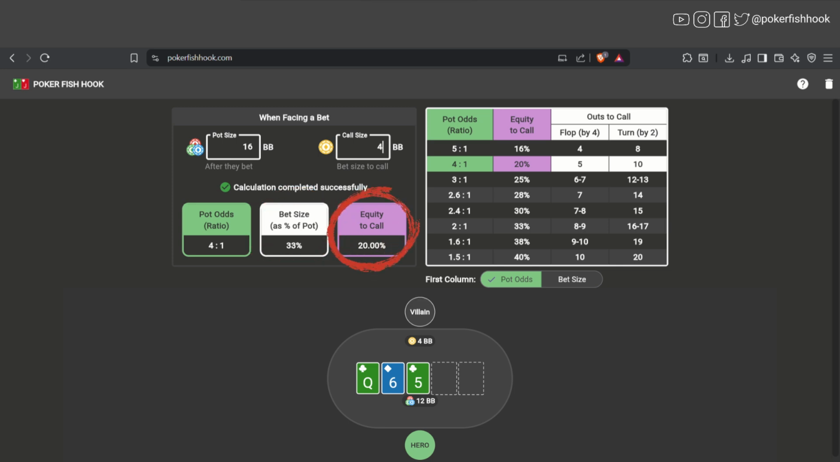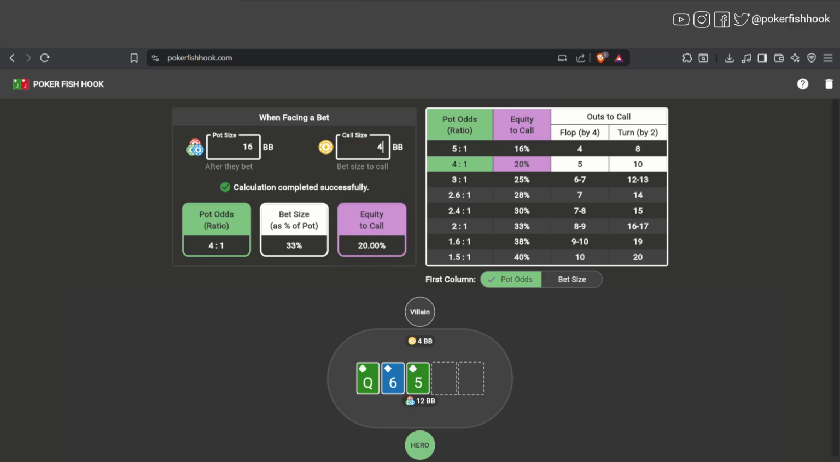The last value is equity. Equity is the probability that a player will have the best hand after the cards are dealt. There is a relationship between the size of the bet to be called and equity. In this example, we need at least 20% of equity to call the 4 big blinds bet.